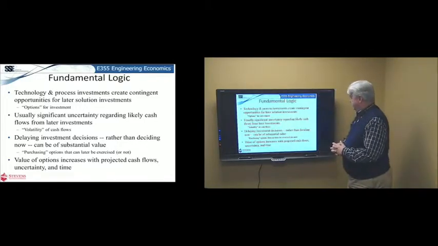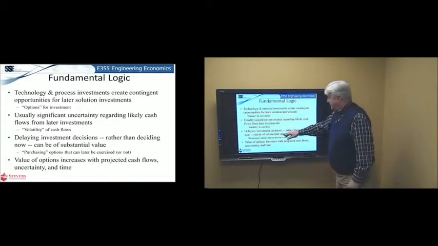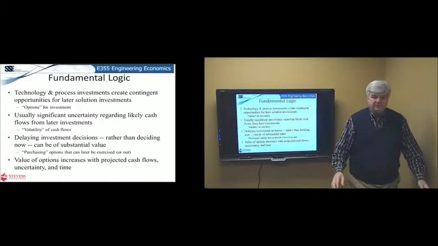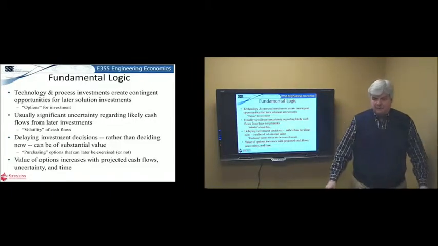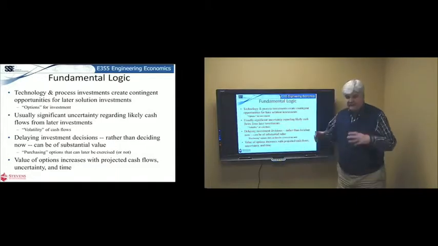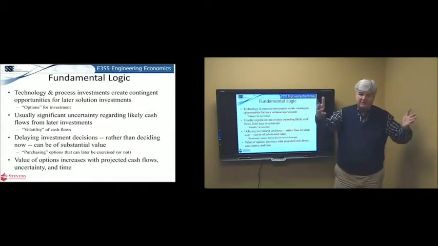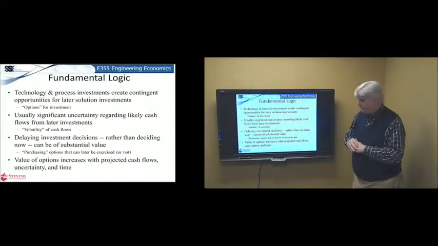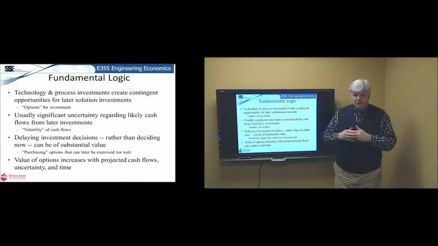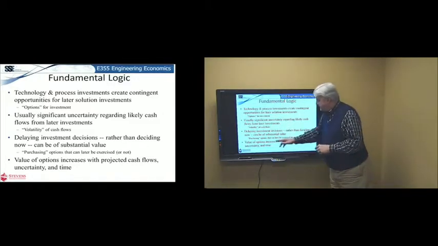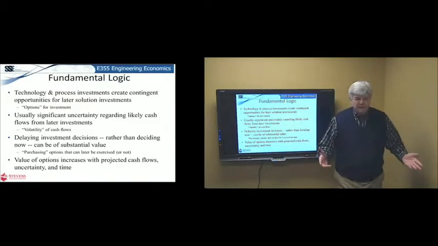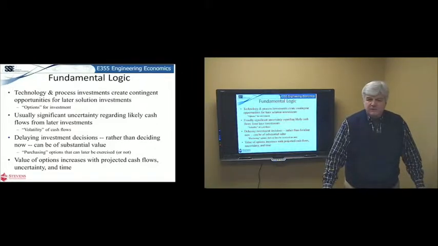Delaying investment decisions rather than deciding now can be of substantial value. Purchasing options gives you the right to act in the future, but not the requirement. So the value of options increases with projected cash flows, which is what you'd expect. The more valuable that future is, the more the option is worth. It increases with time. The more you can delay having to make the full commitment, the better off you are. And it increases with uncertainty. Now why would it increase with uncertainty? Because typically we're trying to reduce uncertainty and we would prefer investments that have less uncertainty.